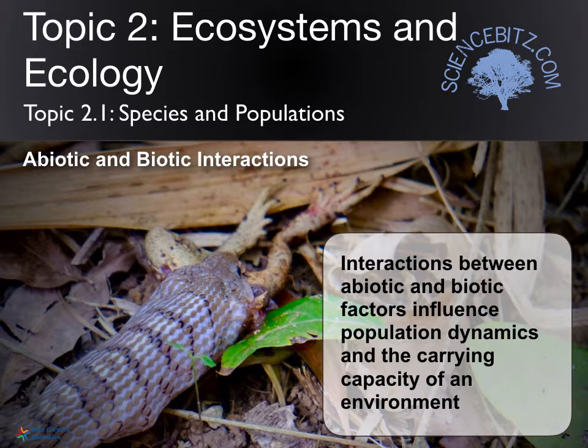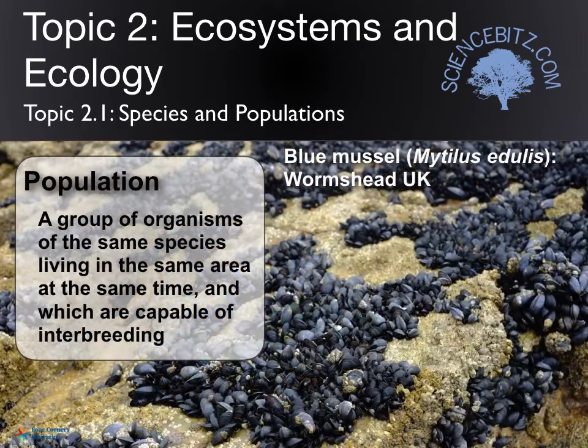So, one quick thing to do: what do we mean by population? Well, a population is a group of organisms of the same species. We now know what we mean by species. They live in the same area at the same time and are capable of interbreeding. It's an expansion on the idea of species. So in this example, there are some edible mussels growing on a rocky shore in South Wales in the UK. They are populations, they're grouped together.